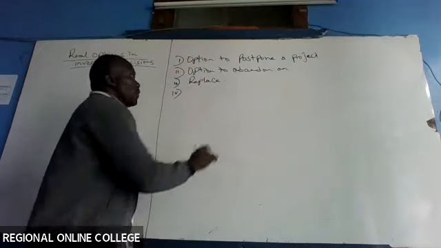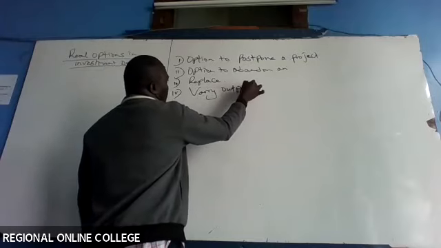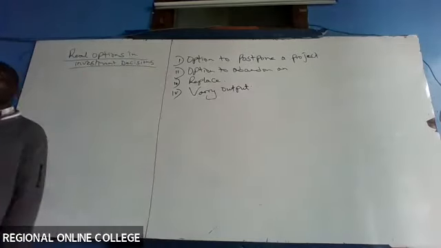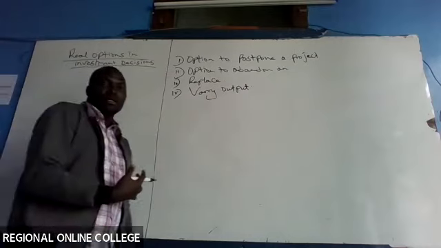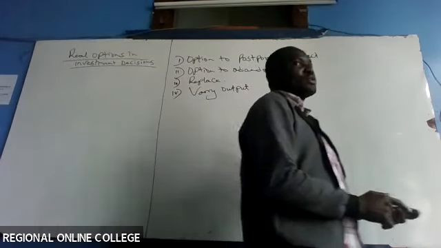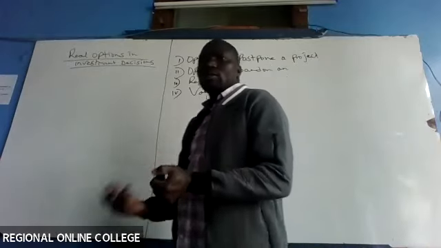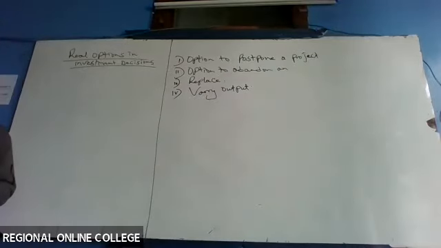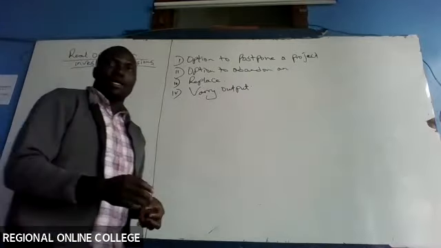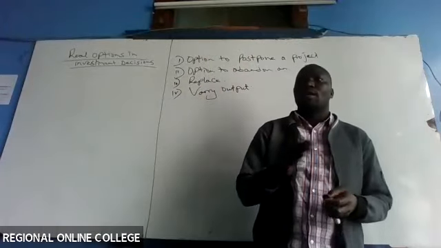Option to vary output. So to vary output basically means to produce based on demand. If the demand needs some 10,000 units, you produce 10,000 units. If it's 15,000, you vary the output. It's not that you produce maybe 1 million units just because the market can take it anytime; you produce depending on what the market requires. So you vary the output.